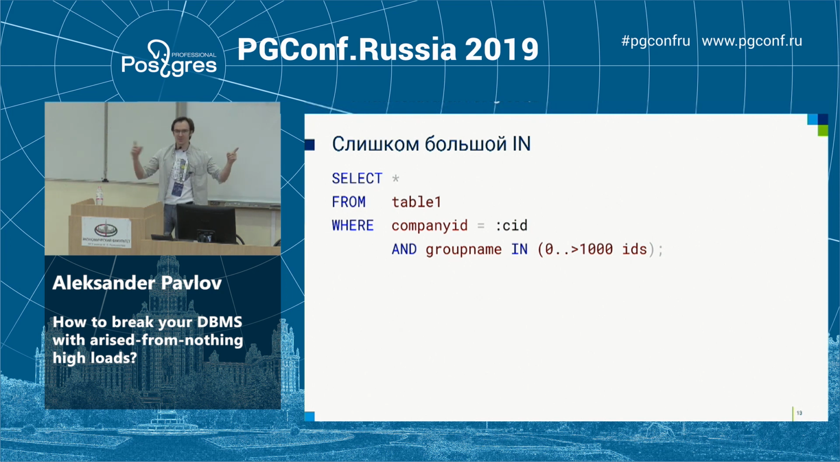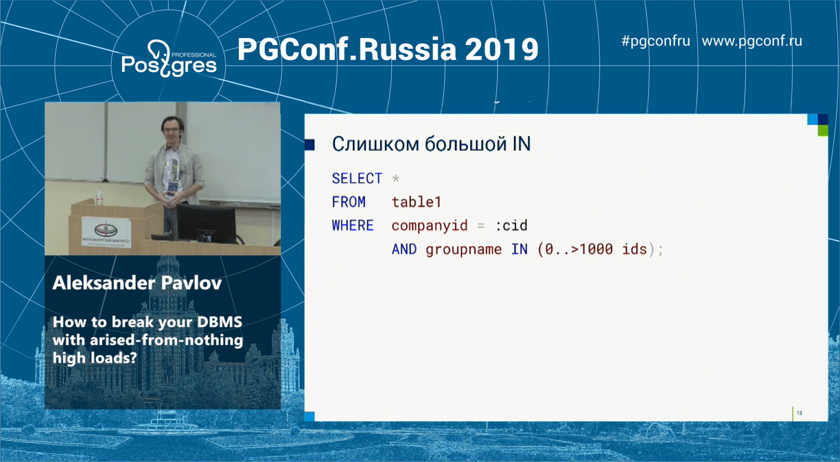So there was an index on company ID plus group name, and the planner at some point decided: why do I need to read a huge index for company ID plus group name with a huge number of IDs? I have a simple index for company ID, and I will go to that bunch and bring in the data that I need. And that's what happened.